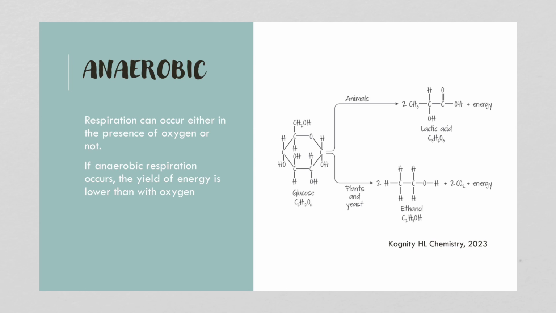And for animals, the lactic acid production actually is reversible. So you can convert that back to pyruvate and then continue. But with ethanol, because 2 carbon dioxides came off, this is a permanent change. We cannot reverse and go back to pyruvate. So if anaerobic respiration occurs, as I said before, your yield of energy is much lower than if you had done it with oxygen.